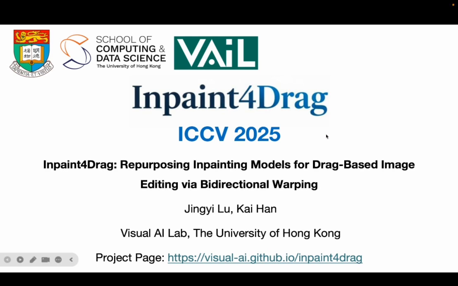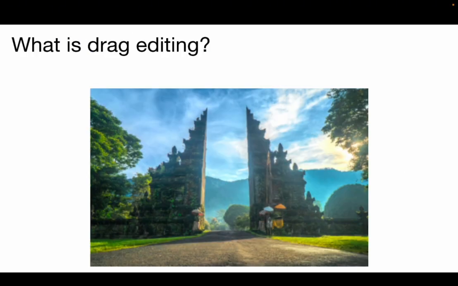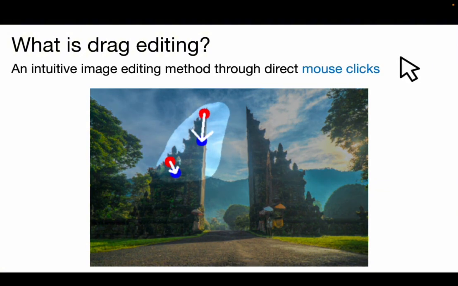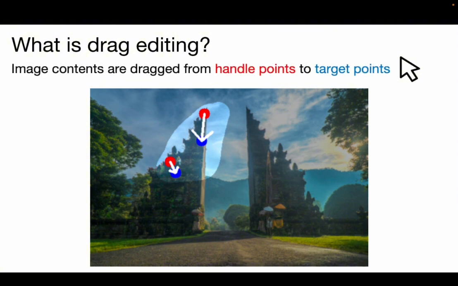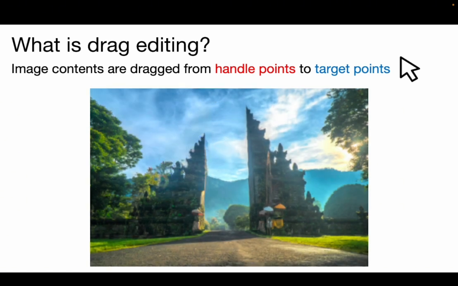First, let's introduce what drag editing is. It's an intuitive image editing method where users can change the size, shape, and position of image content through simple mouse clicks. For example, in this scenic image, a user can click on handle points at the mountain peaks and drag them down to target points at lower positions, effectively reducing the mountain's height. This direct manipulation approach makes complex image transformations as simple as dragging elements to where the user wants them to be.